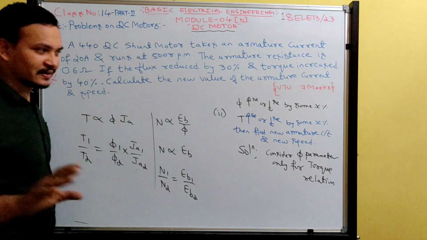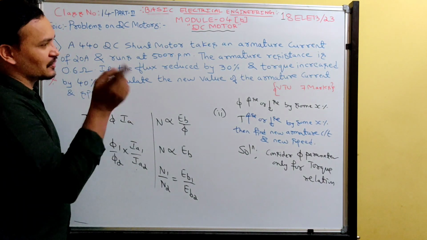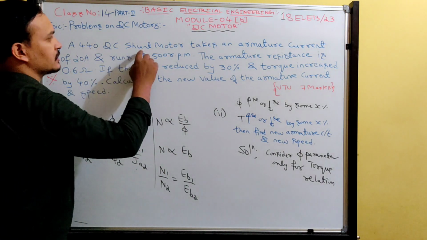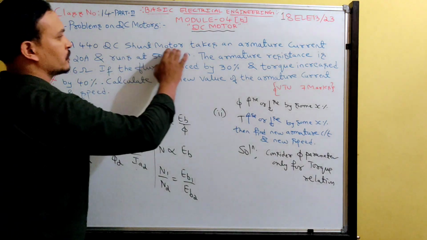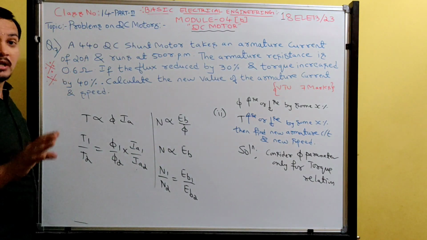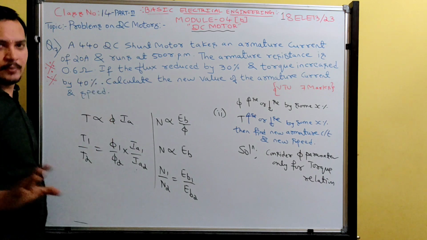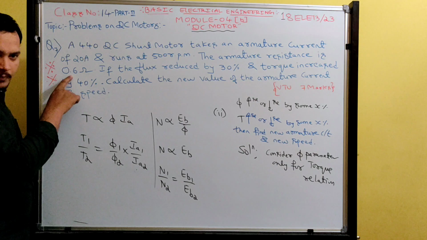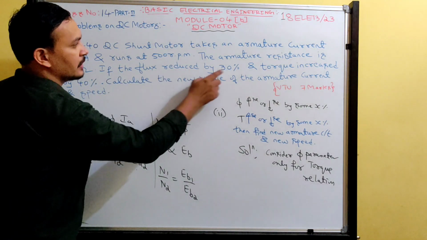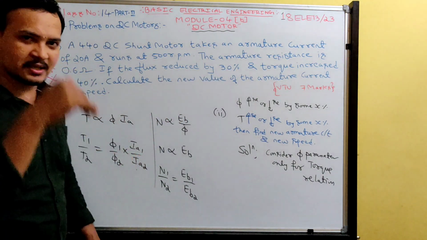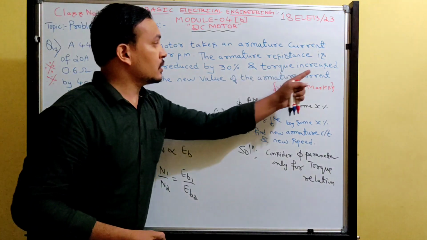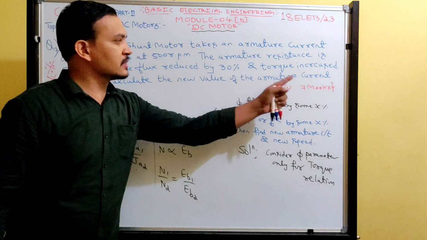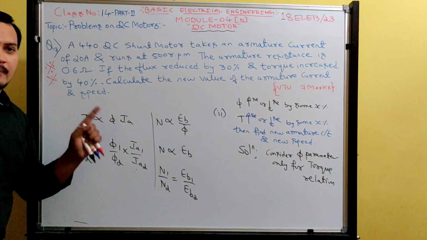Now let me read the question and you should say whether the question is related to case 1 or case 2. A 440 volt DC shunt motor takes an armature current of 20 ampere and runs at 500 rpm. This is the first case. The armature resistance is 0.6 ohm. If the flux is reduced by 30% and torque increased by 40%, calculate the new value of armature current and new speed.